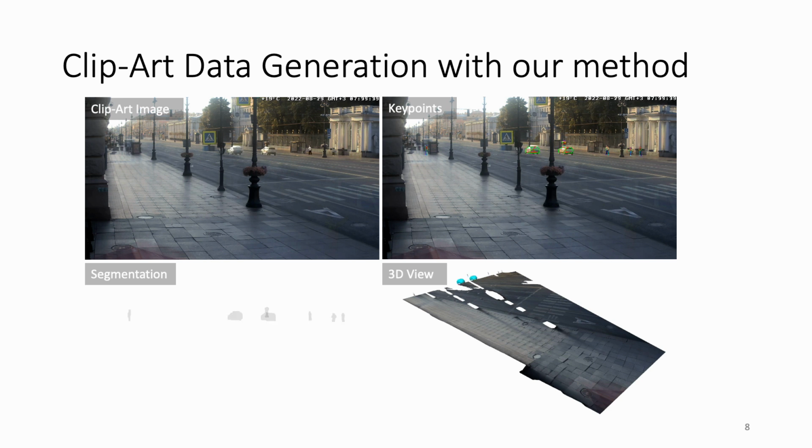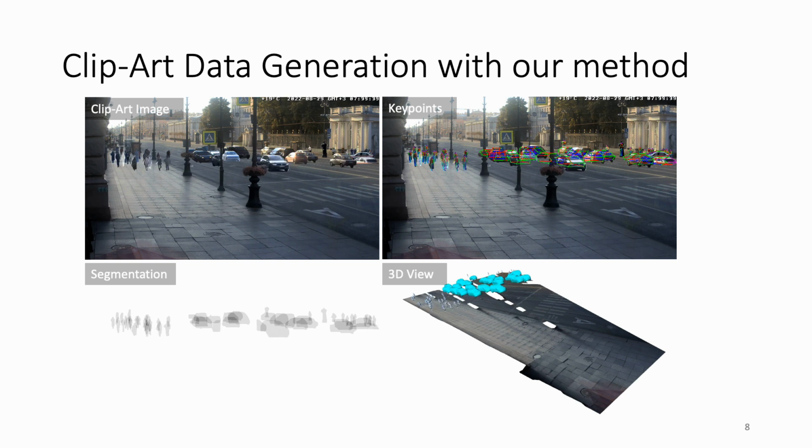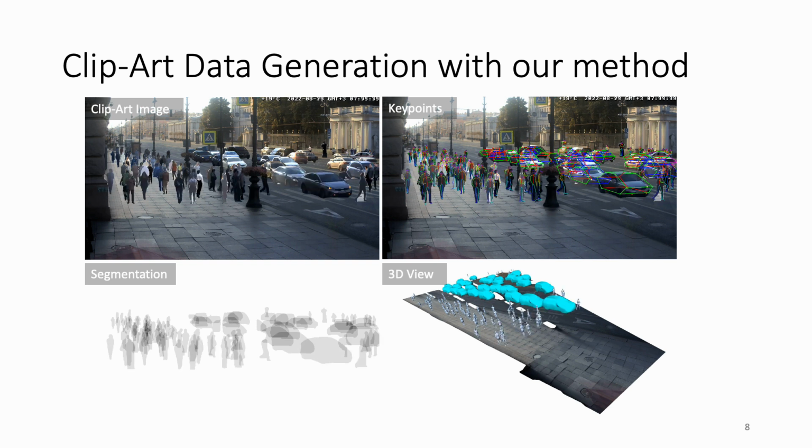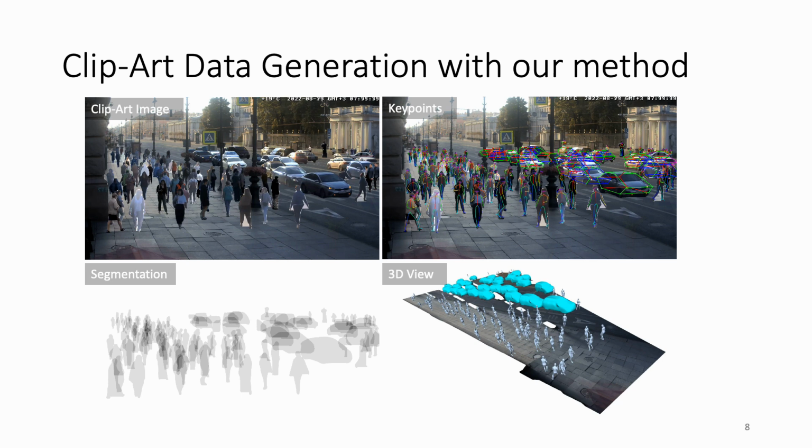Here we show another example of our 3D-based clip art data generation, where we composite multiple layers of occlusion of humans and vehicles. We can apply our method to any stationary camera with intrinsics and ground plane information, showing the scalability of our method.